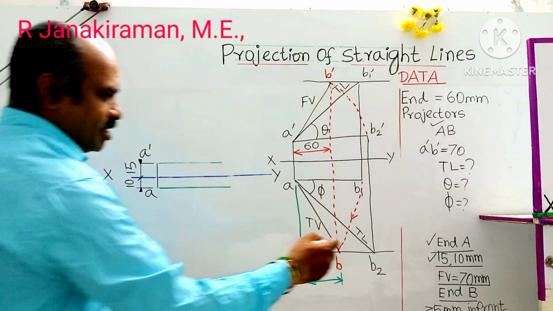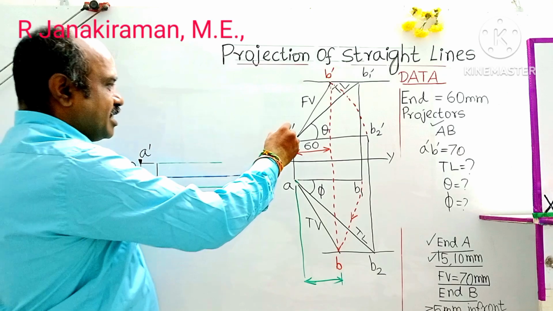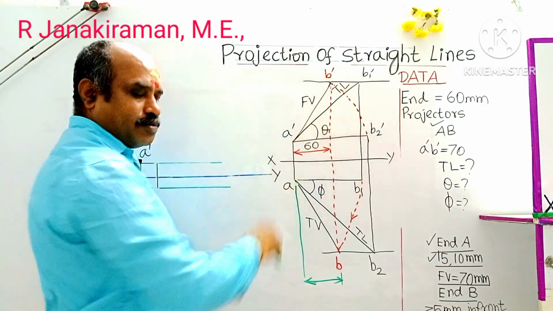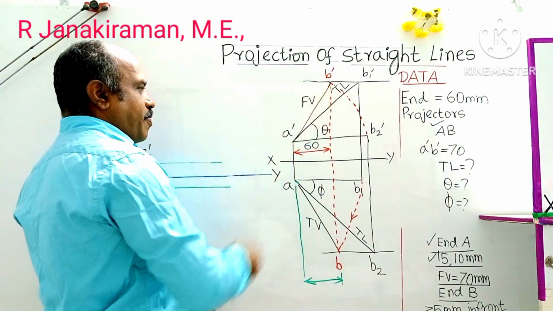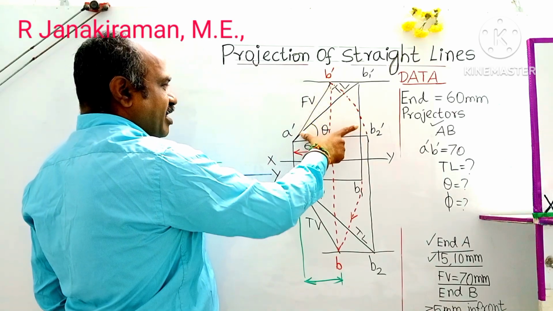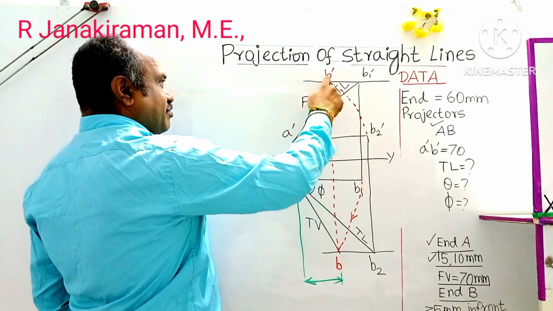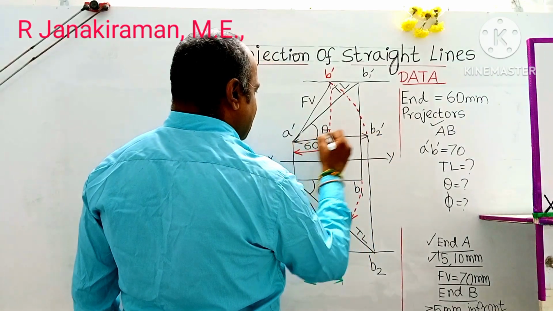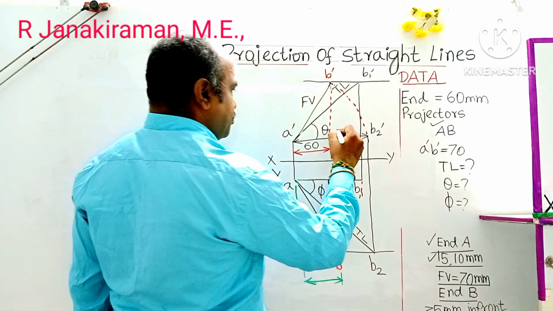Next, what is given in the question? Front view is 70 mm. Which is the front view in this? A dash B dash is the final front view. The same radius will be there for A dash B2 dash also. Would you be able to understand? Same distance means the same radius for A dash and B2 dash. This distance is called the front view length. A dash B dash is of uniform radius. This distance is given in our question as front view length is 70 mm.